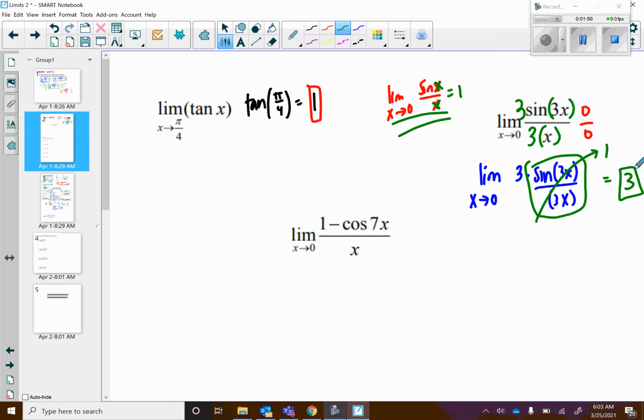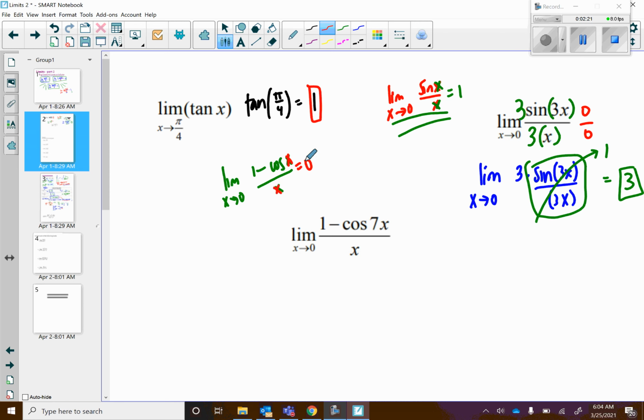We got one more, kind of as a warm-up. The limit as x approaches 0 of 1 minus cosine of 7x all over x. And again, the same thing we're seeing here is it's really close to our limit as x approaches 0 of 1 minus cosine of x all over x. And again, if this thing and this thing are the same, this limit will be 0.